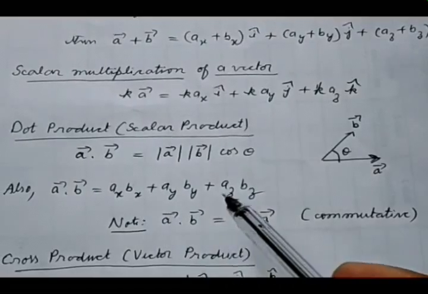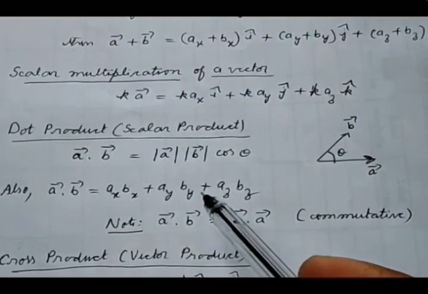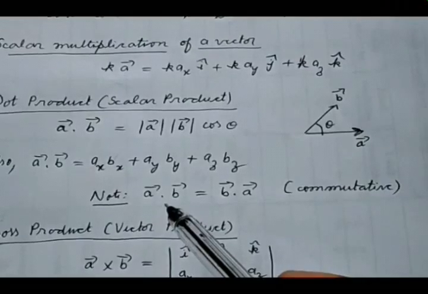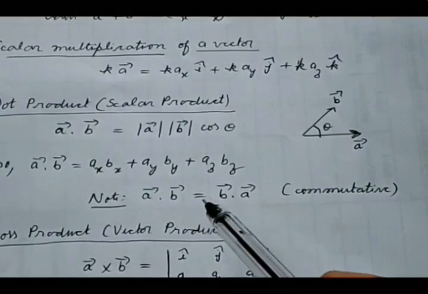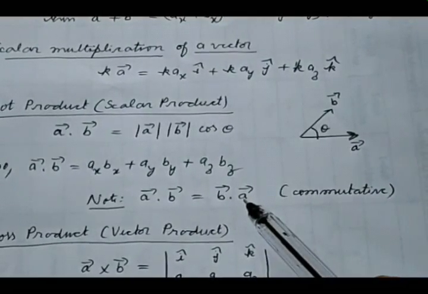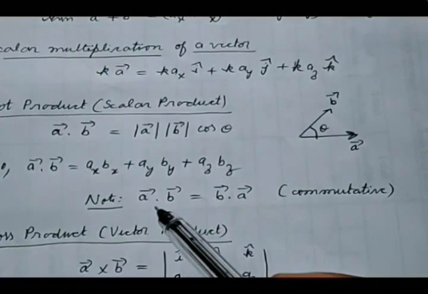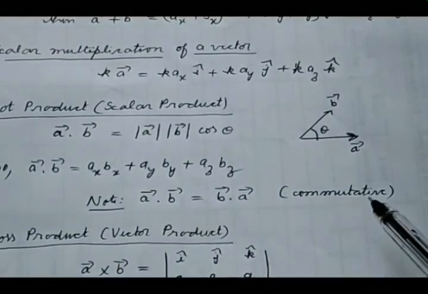Again you see here this is just a number or a scalar. We can note here that A bar dot B bar is the same as B bar dot A bar. That means the dot product is commutative in nature.